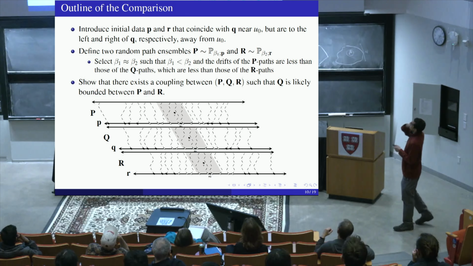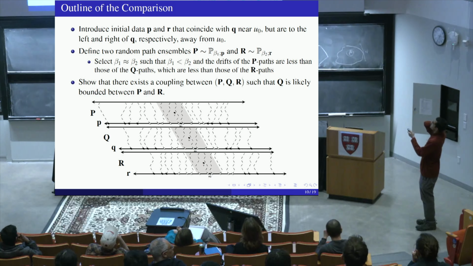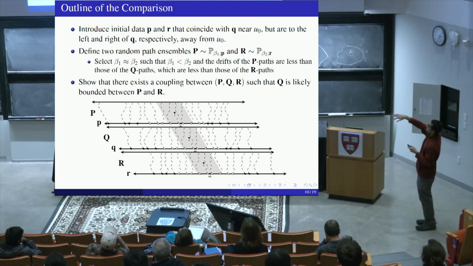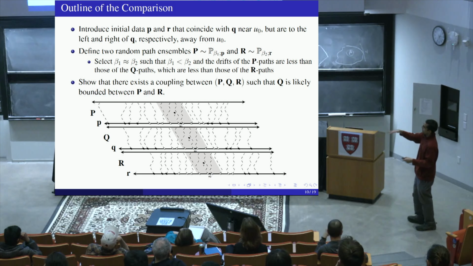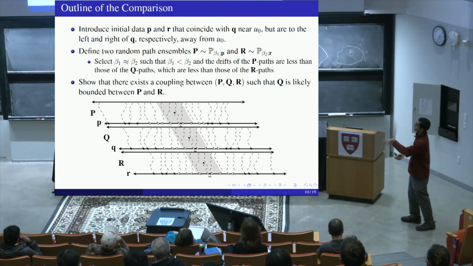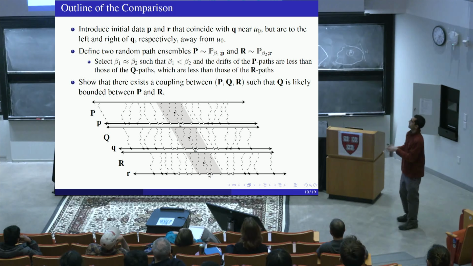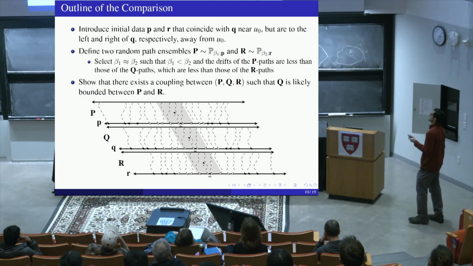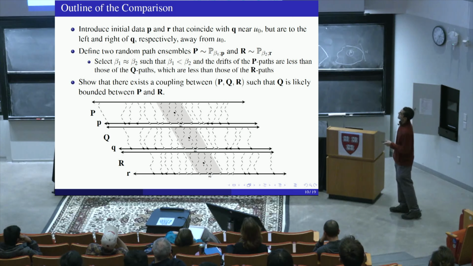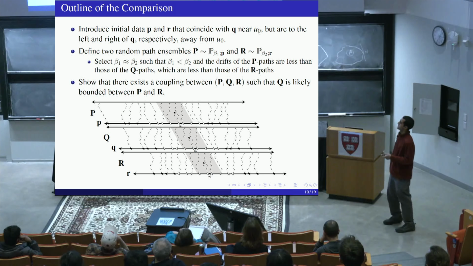I'll consider these 2 measures, these 2 path ensembles of non-intersecting paths, P beta 1 of P and P beta 2 of R. Since the initial data of R is to the right of the initial data of P, and since the drift of R is beta 2, which is bigger than beta 1, I should imagine that the paths in R are moving faster to the right. They're to the right of the paths in P, okay? And I'm going to try to sandwich Q in between them. So the first thing you're going to do is show there's a coupling between P, Q, and R so that Q is bounded between P and R. That's the first step.